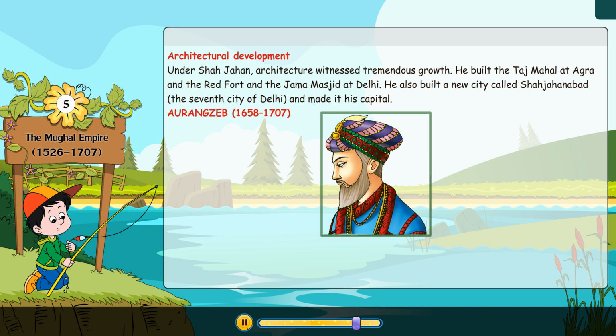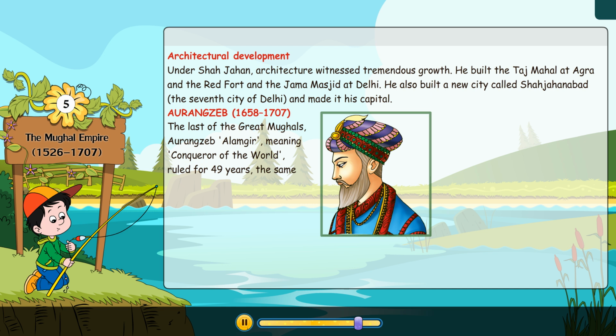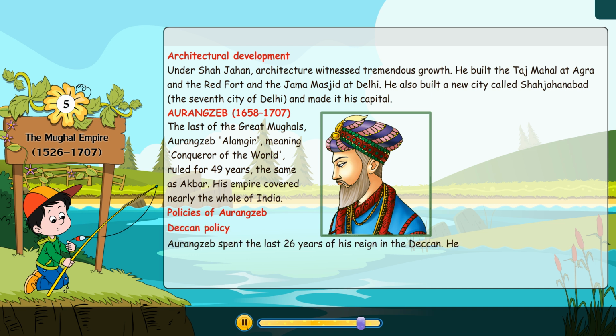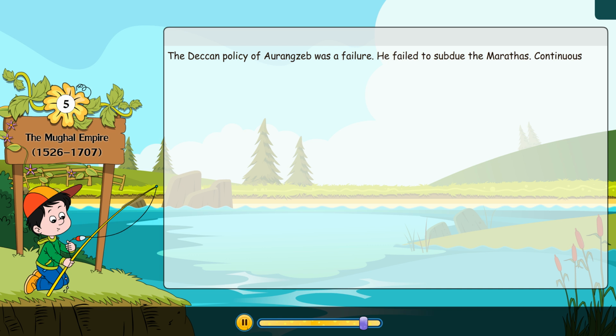Aurangzeb, 1658 to 1707. The last of the great Mughals, Aurangzeb, Alamgir, meaning conqueror of the world, ruled for 49 years, the same as Akbar. His empire covered nearly the whole of India. Policies of Aurangzeb. Deccan policy. Aurangzeb spent the last 26 years of his reign in the Deccan. He wanted to crush the power of the Marathas and strengthen his position in the Deccan. The Deccan policy of Aurangzeb was a failure.